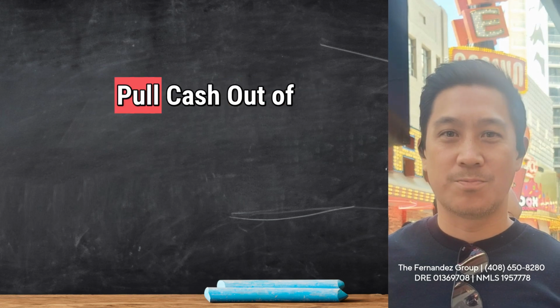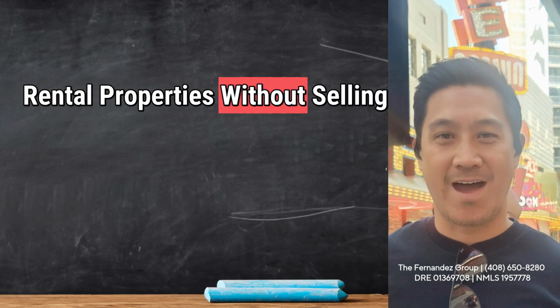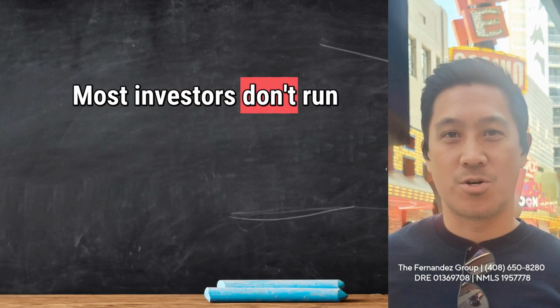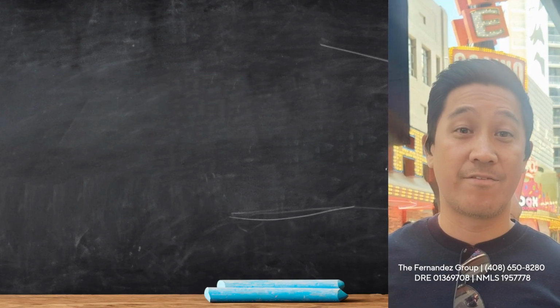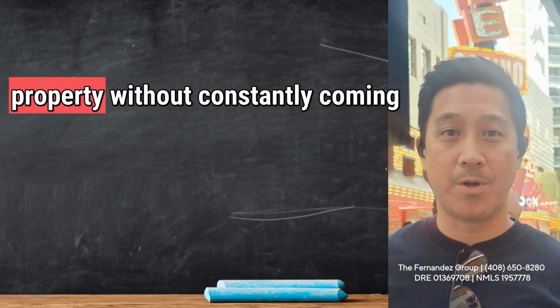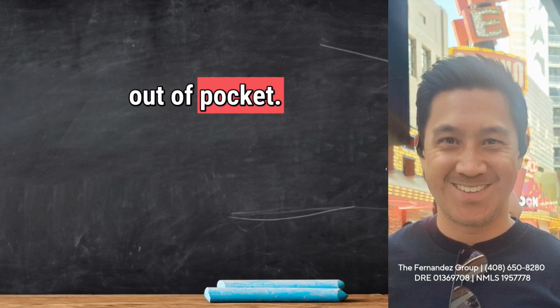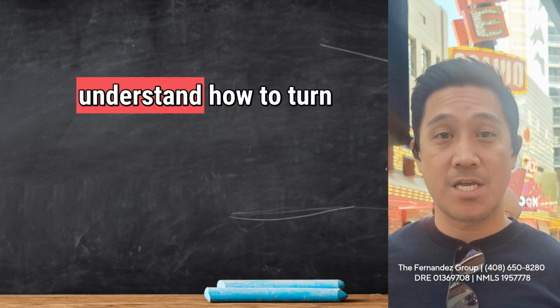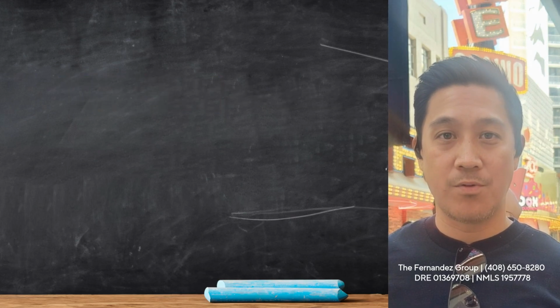This is how investors pull cash out of rental properties without selling. Most investors don't run out of opportunities, they run out of capital. Meanwhile, some investors seem to buy property after property without constantly coming out of pocket. The difference is they understand how to turn trapped equity into growth capital.